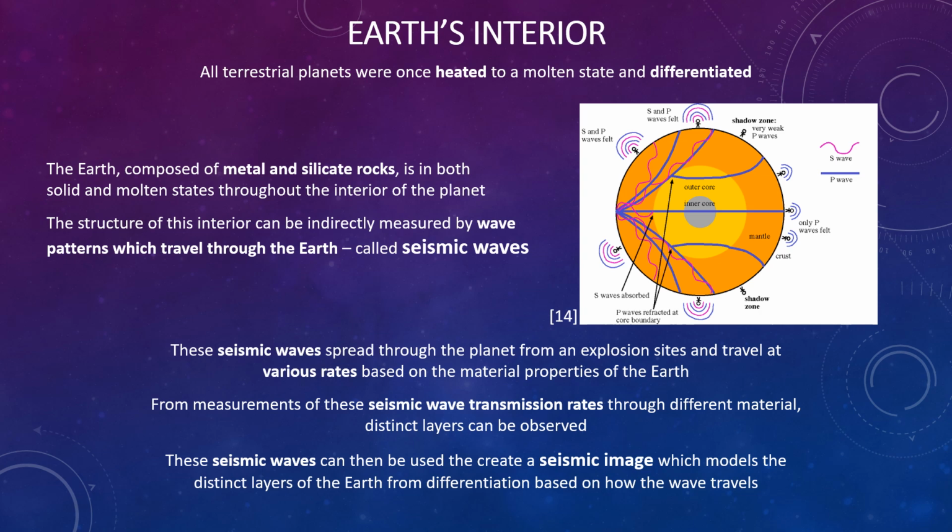When we look at our graphic on the right, we can see that if you are directly across the planet from an event, so the waves have to go through the core, you're only going to feel the P waves. S waves are going to travel through the crust much better than they would travel through the core or the inner core, for instance. So this is one way that we can probe the composition of the interior of the Earth, through seismic wave transmission rates. And this is how we can create a seismic image which models the distinct layers of the Earth based on how the waves travel through these different layers.